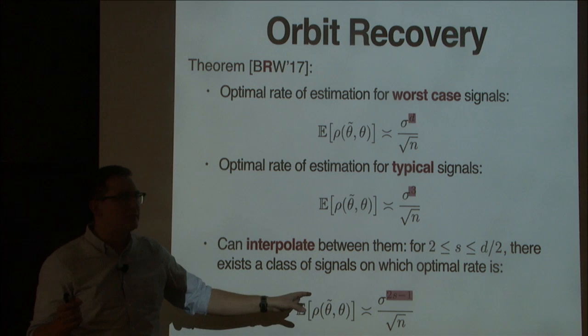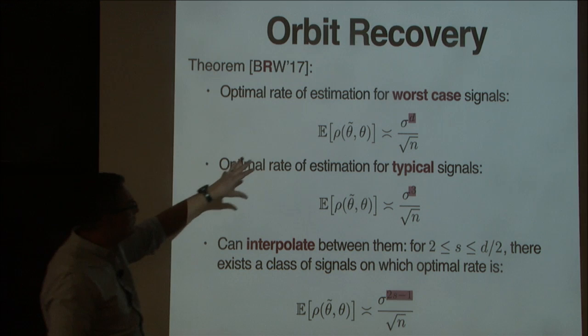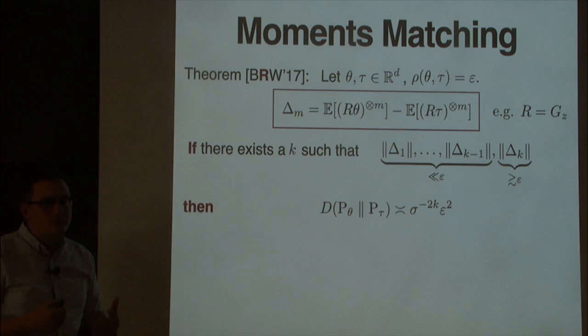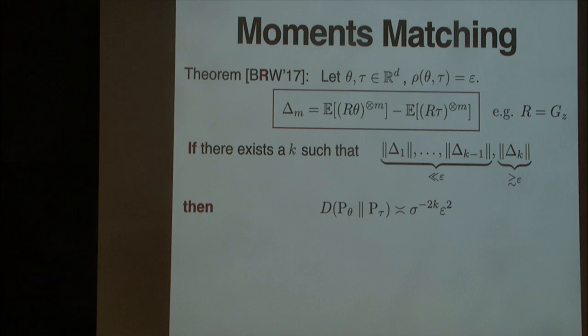So I'm going to focus on these two things and see what are the tools that we need to understand this. And in particular, being a statistician, I'm shocked to see the sigma to the 3, and I want to understand why. So the main machinery we're going to be using is what's called moment matching. Moment matching has actually been developed in the context of mixtures of Gaussians, and it's trying to understand how close two distributions are by how close their moments are.